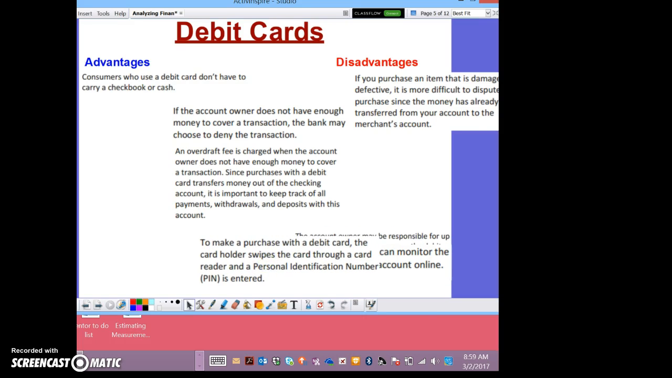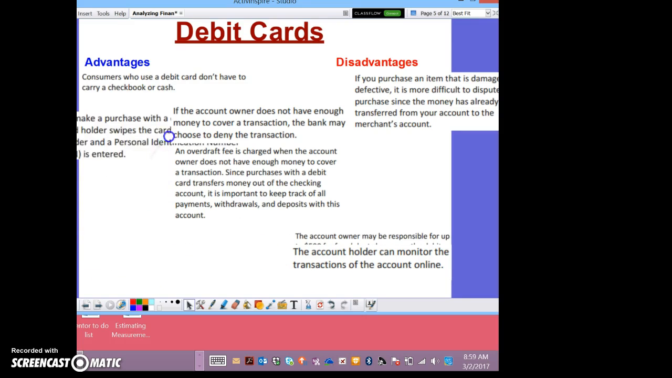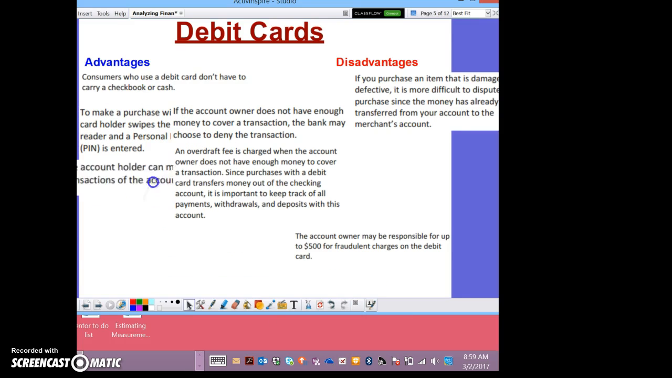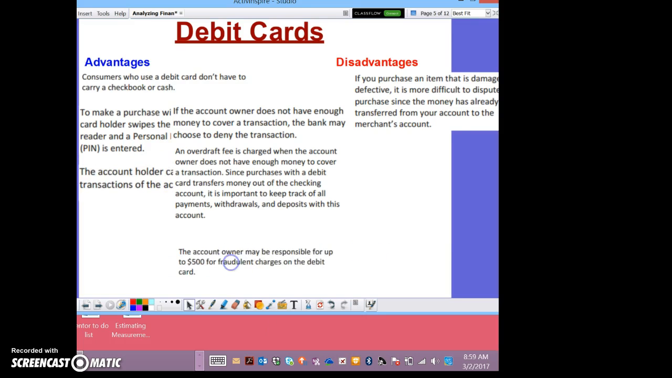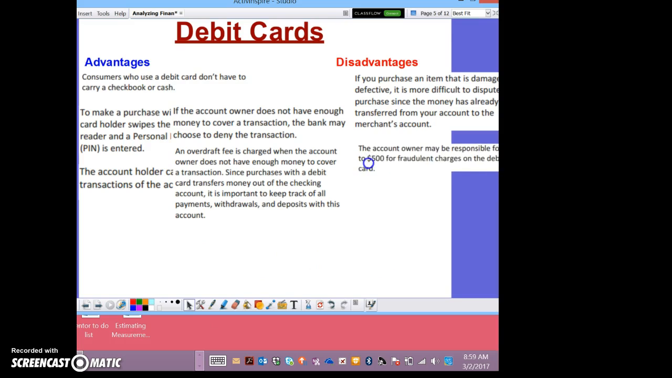To make a purchase with a debit card, you have to swipe it or enter your PIN number. You may also sign, so that's an advantage because it's a form of security. You can monitor your stuff online. That's good. You can check for fraudulent charges. Now, here's a disadvantage. With a debit card, you are held liable for a certain amount of fraudulent charges, unlike with your credit card. So that's something to think about when you're making purchases such as gas, where your card information is very vulnerable. In some situations it's safer to use a credit card because of that.